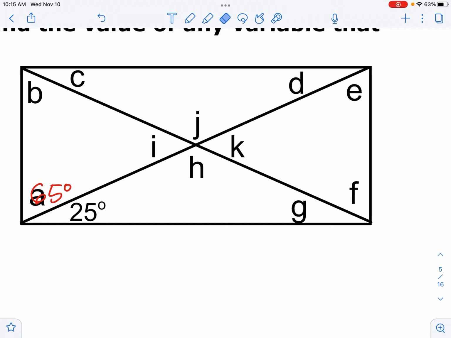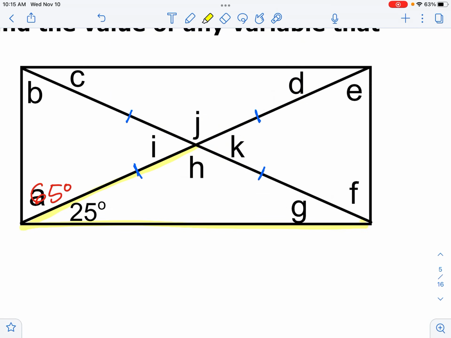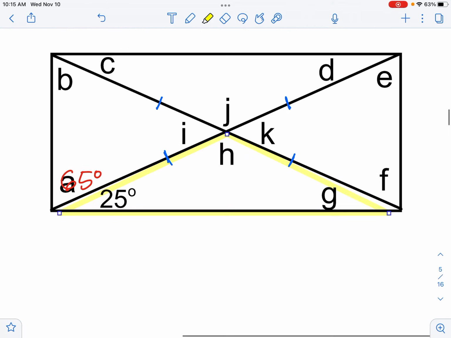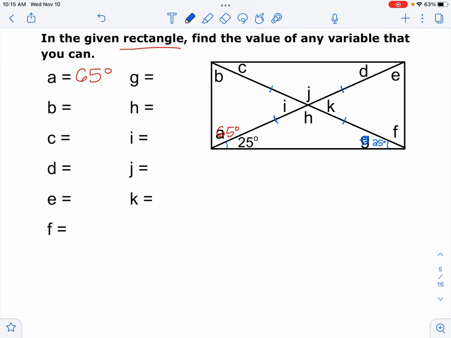I don't know what they are, but what I want to do is give them 4 congruent markings. 1, 2, 3, 4. All right, so why is that helpful? Because now if you look, what we have here is 4 isosceles triangles. Here's my first isosceles triangle that I'm going to look at. It has 2 congruent sides, but it also has 2 congruent angles. If this angle is 25, so is this angle. So now I'm going to say G is 25 degrees.